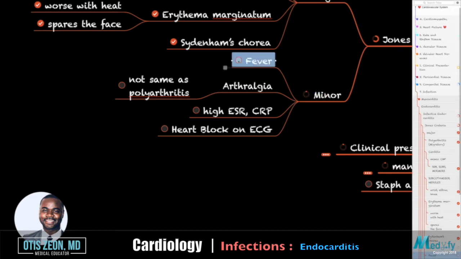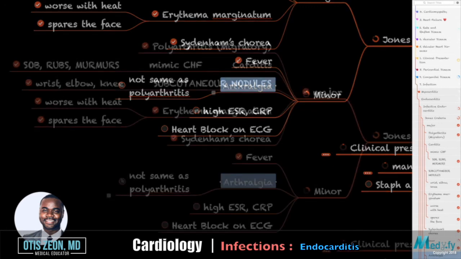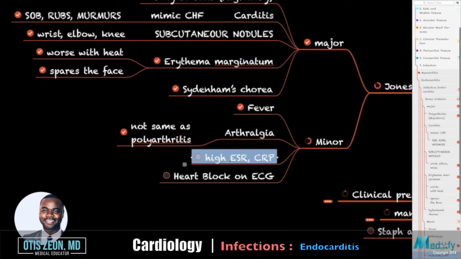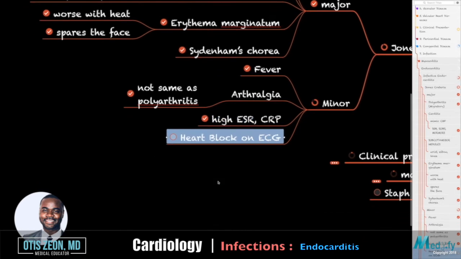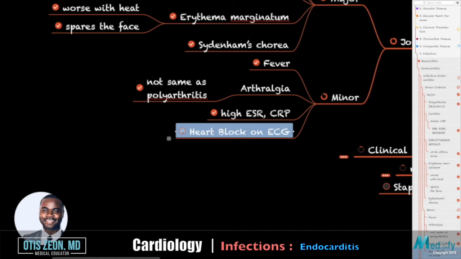So watch out for fever. They have to have a fever. 100.4 or above is a fever. They may have arthralgia. Then they may have signs and symptoms of massive inflammation, which you see with high ESR and high CRP. An individual may also show signs and symptoms of heart block on the EKG.